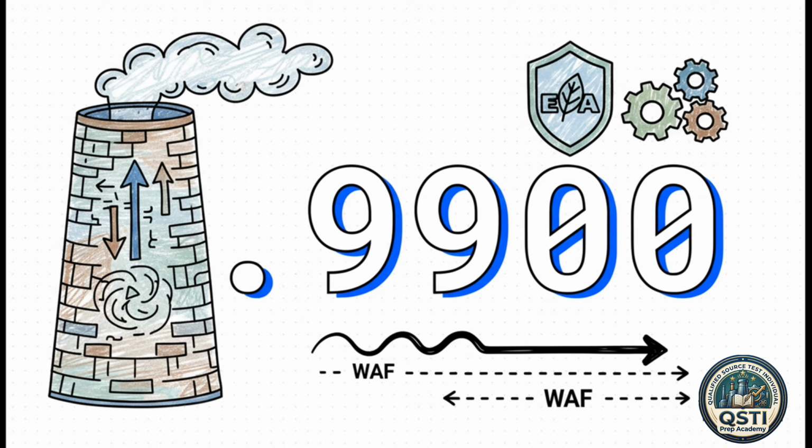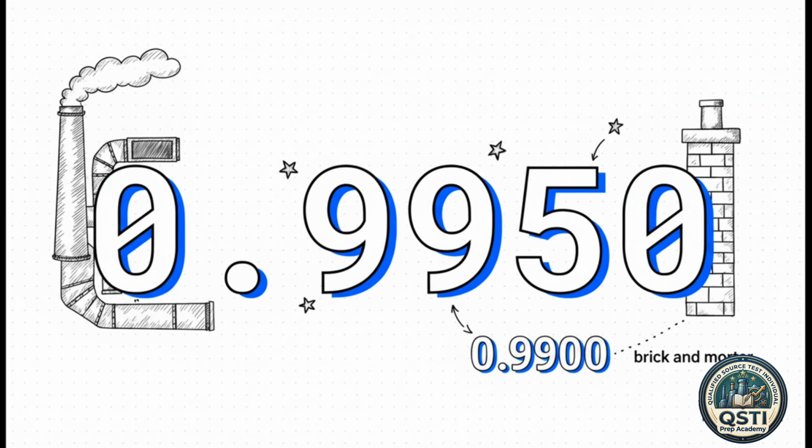If you're dealing specifically with a brick and mortar stack, the EPA says go ahead and multiply your unadjusted velocity by exactly 0.9900. But what if it's not brick and mortar? Well, for all other types of stacks and ducts, the default WAF is 0.9950. You can apply this directly to your unadjusted velocity. It's that simple. Brick and mortar is 0.9900, everything else is 0.9950. Guys, these are incredibly easy automatic points on the exam.